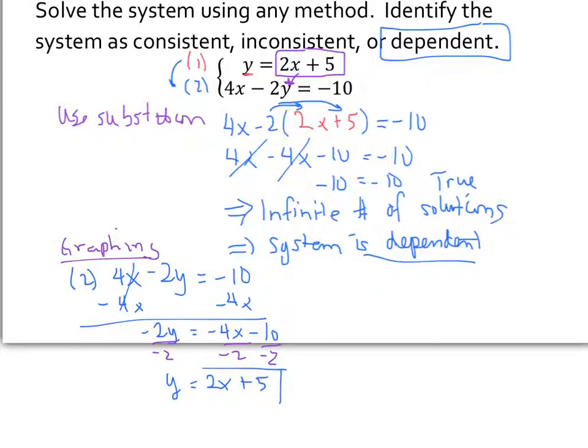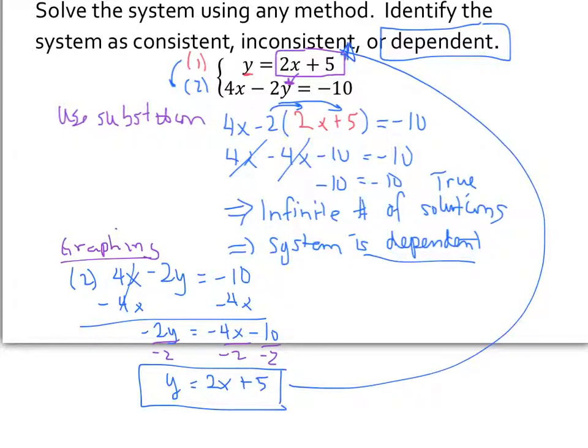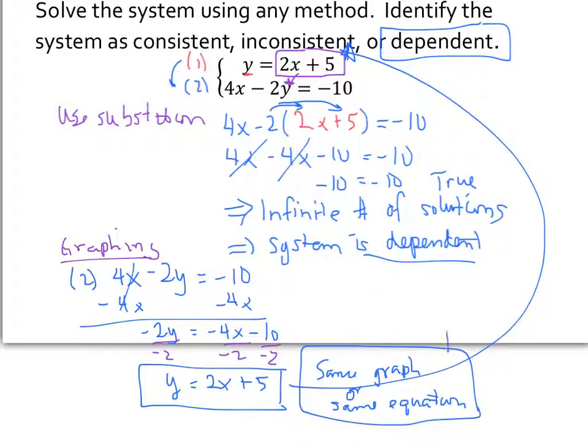But look, that is the same equation as this one. Exactly the same. And if I graph them, they'd be exactly the same graph. So same graph, or same equation. If you ever get this situation where you get the same graph or the same equation, then it's going to be dependent. It will always be dependent. Okay, so just in case you know.